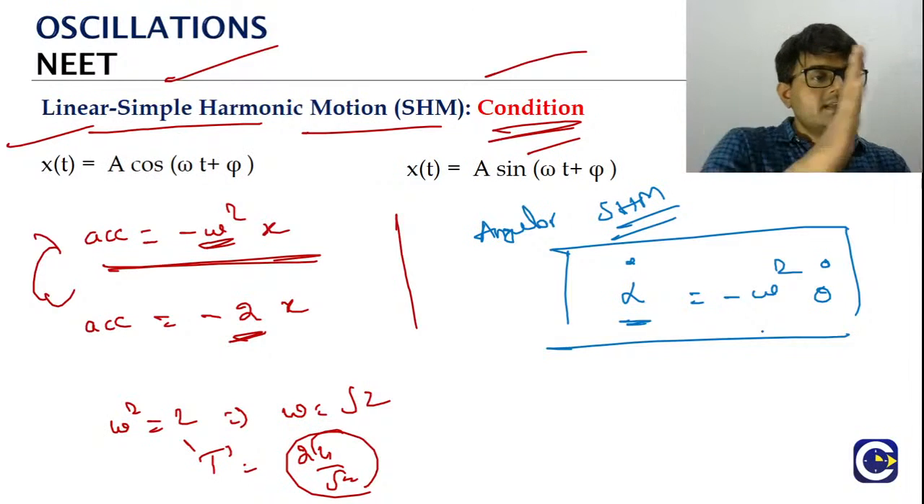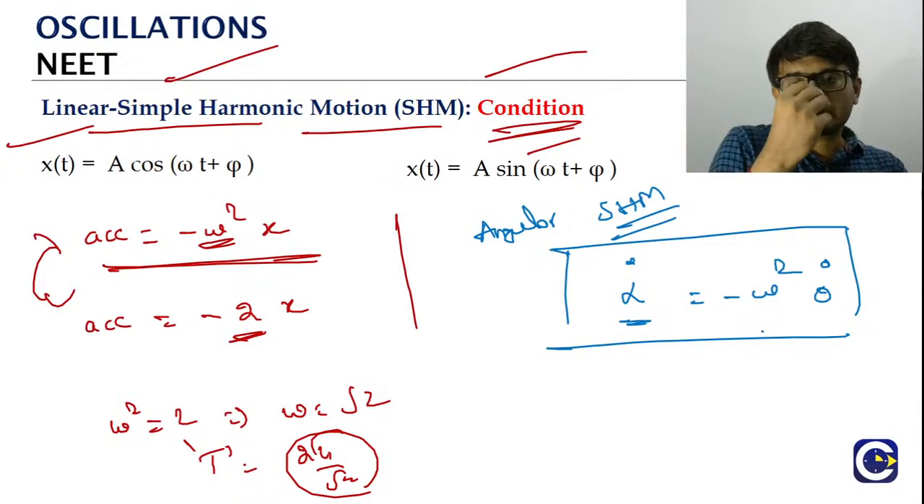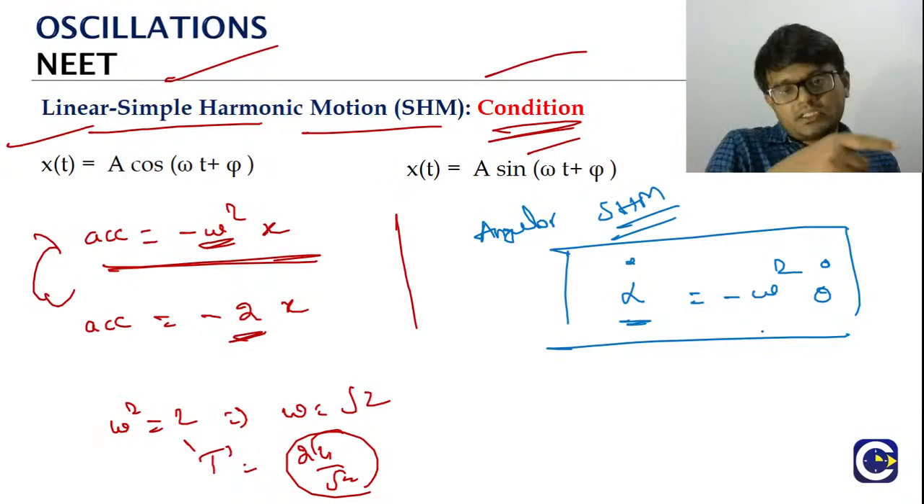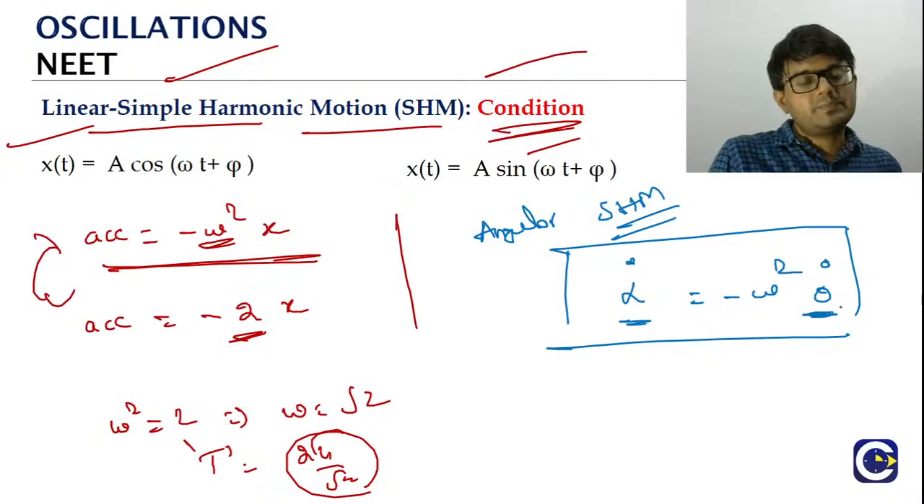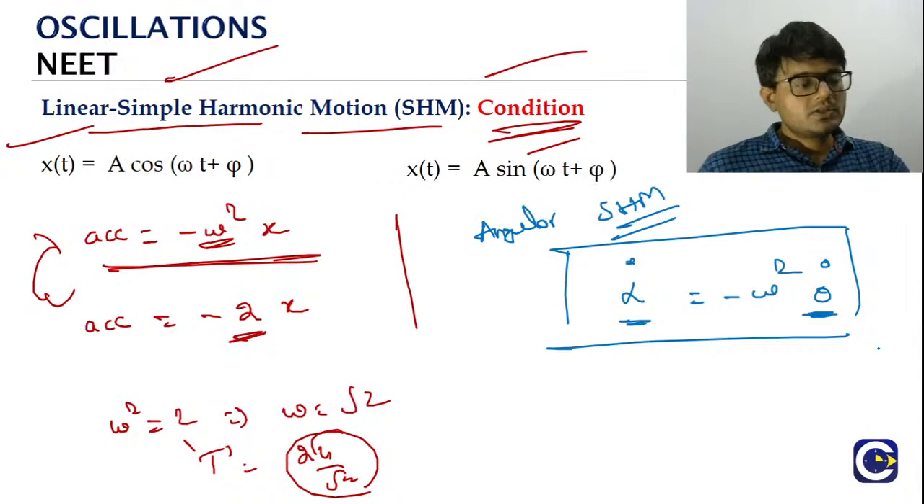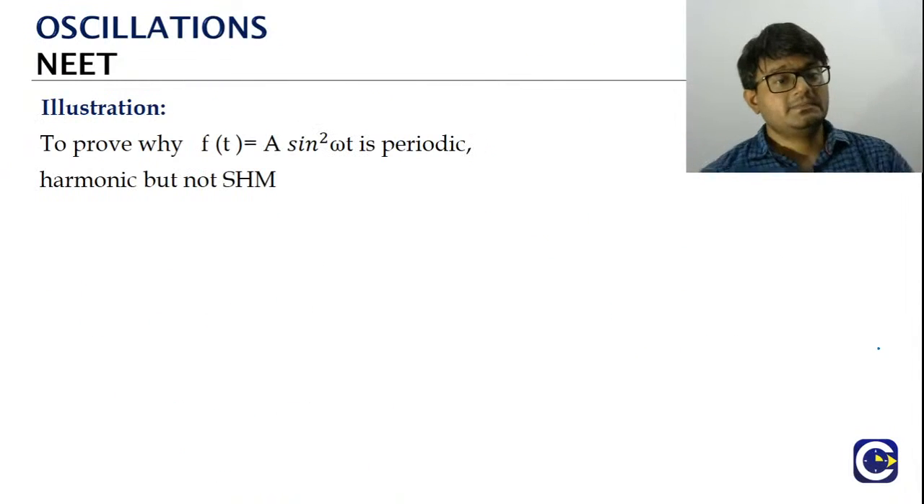In the linear SHM we should have the restoring force proportional to what? The linear displacement but opposite direction. In the angular SHM case, the restoring torque, the torque that is trying to bring the object back to the mean position, must be proportional to what? The angular displacement but opposite direction. Because if the angular displacement is, for example, clockwise, the restoring torque should be anti-clockwise, and vice versa. It must be in exactly the opposite direction. Okay? So this is about the condition for the SHM.